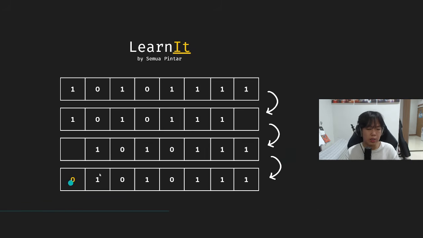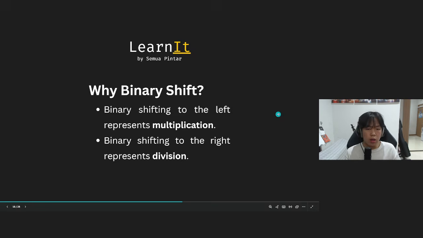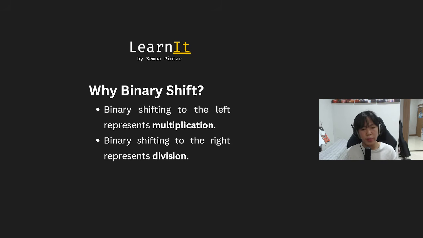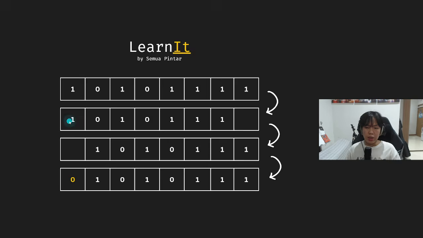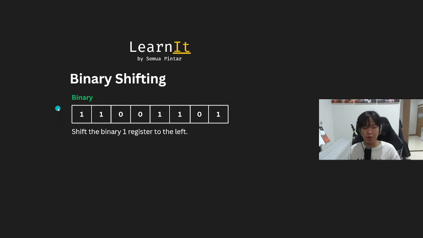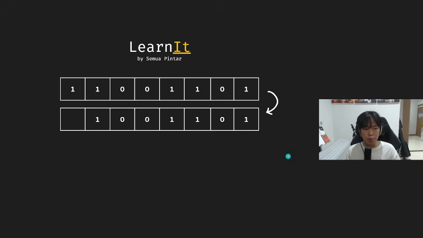Okay, so why do we have the binary shift? As I said before, because it represents multiplication and division. If you want to shift to the left, it represents multiplication. If you want to shift to the right, it represents division. And this makes sense, because if you see here, when you try to shift it to the left, you're pretty much adding more value to it.